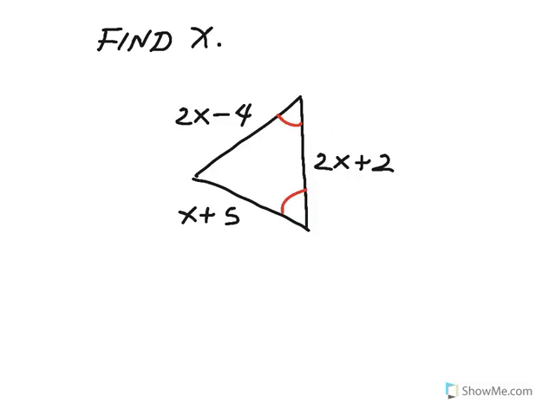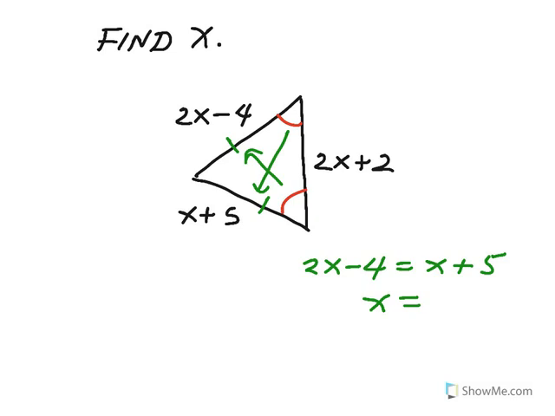In this next example, we have an isosceles triangle because I see that I have two angles that are congruent to each other, so I know that the sides opposite those angles must be congruent to each other. So to find the value of x, I know that the length of the side labeled 2x minus 4 has to be equal to the side labeled x plus 5. So then solving for x, we get that x equals 9.